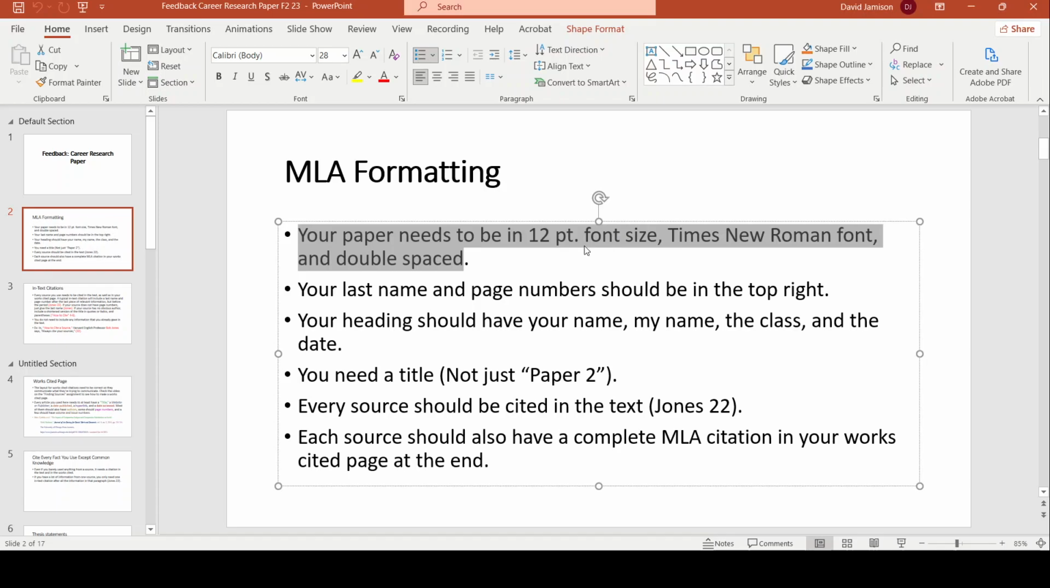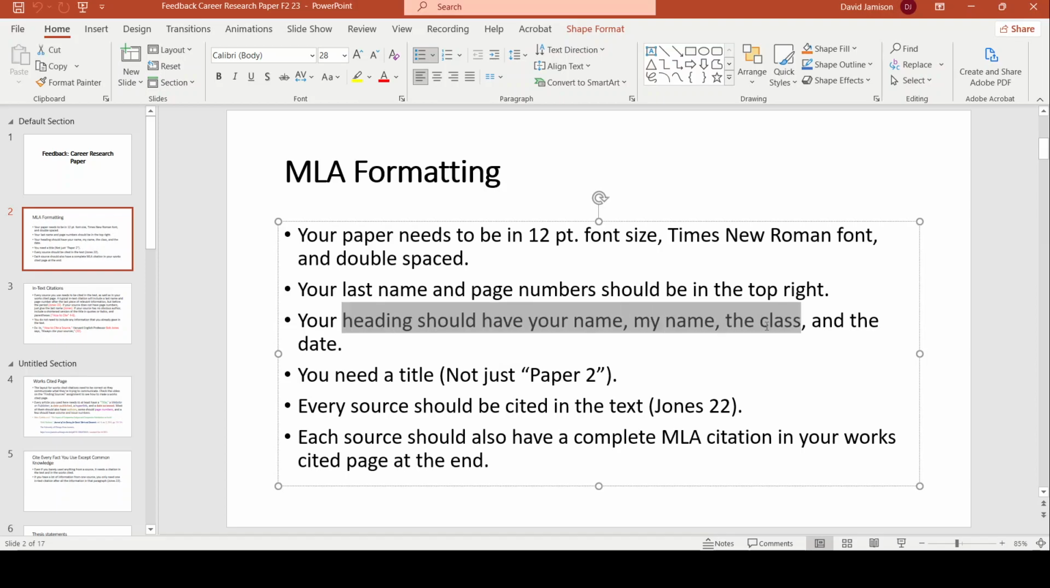So yeah, 12-point font, Times New Roman, last name and page number in the top right. We just covered that. Heading should be your name, my name, the class, and the date. You should have a title that isn't just paper 2 or something like that. Every source should have an in-text citation, or should mention the author or the article somewhere in the text. And every source should have a complete MLA citation in the works cited page.